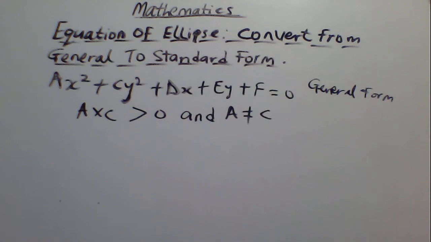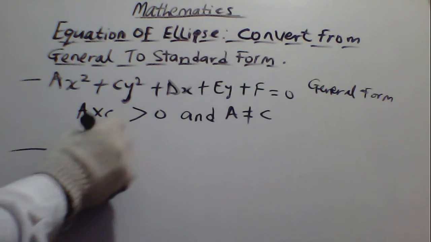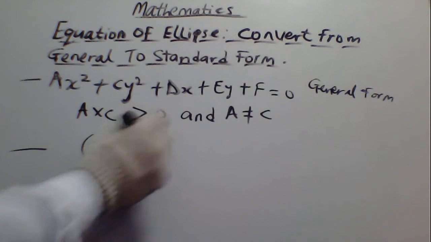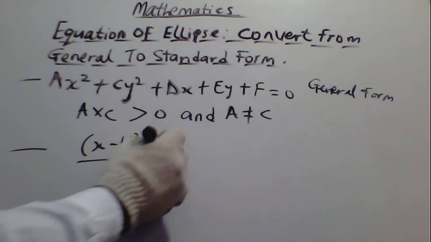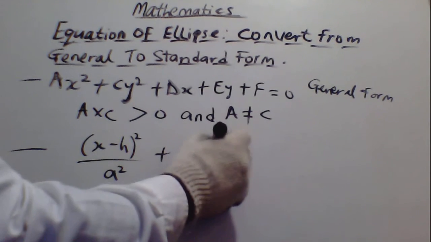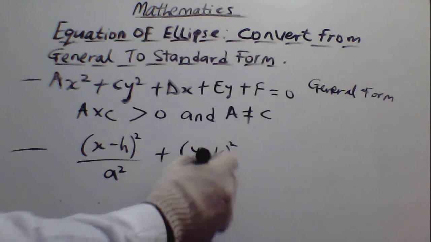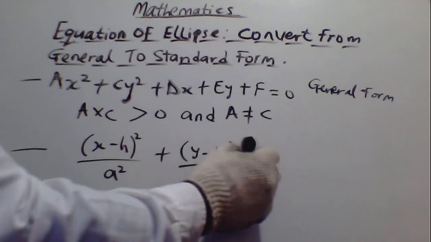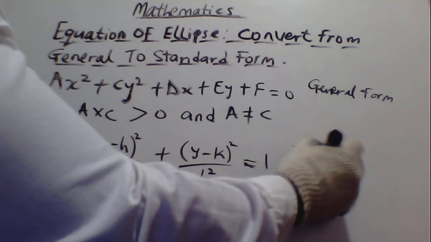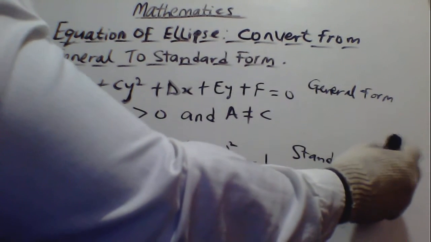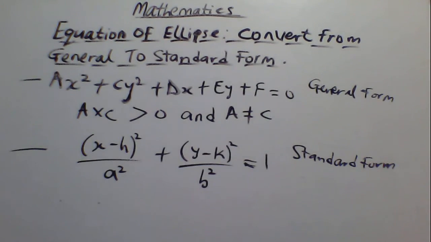We also have the standard form. This is the general form. The standard form of the equation of an ellipse is given by (x minus h) squared over a squared plus (y minus k) squared over b squared is equal to 1. This is the standard form.